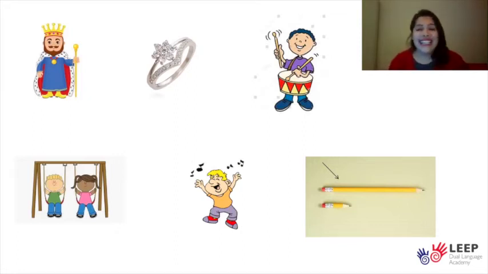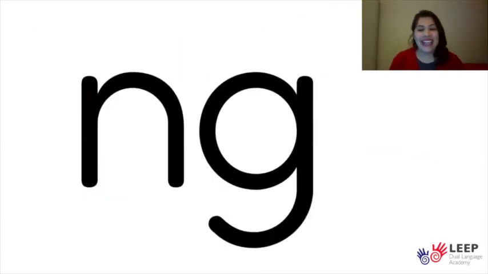The ng sound is special for two reasons. It is a sound that is made up with the letters N and G. The other reason that the ng sound is special is because it is a sound that can be said in the middle or at the end of words. I'm going to say some words, and I want you to touch your nose if you hear the ng sound. Get ready.